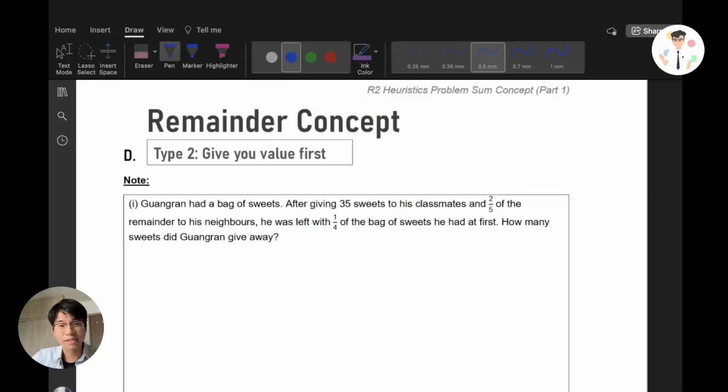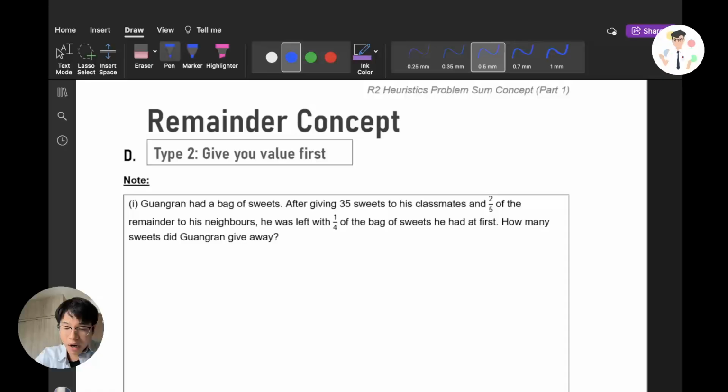Welcome back to digital class, and now we're looking at remainder concept type 2, and this time is give you value first. Now in type 1 we learned about give you value at the end, but now I will give you the value at the beginning first, and you need to respond to it, then do what is happening next. Okay, let's look at this interesting type 2, give you value first.